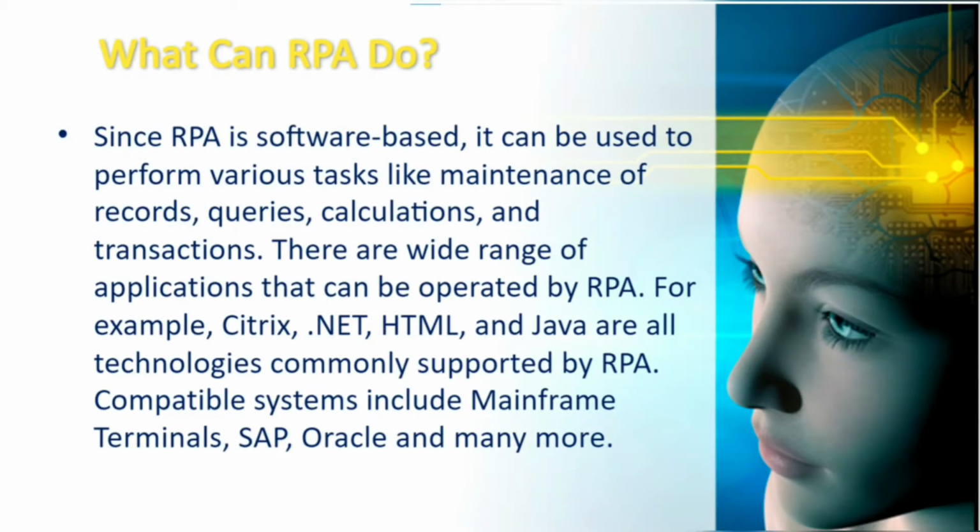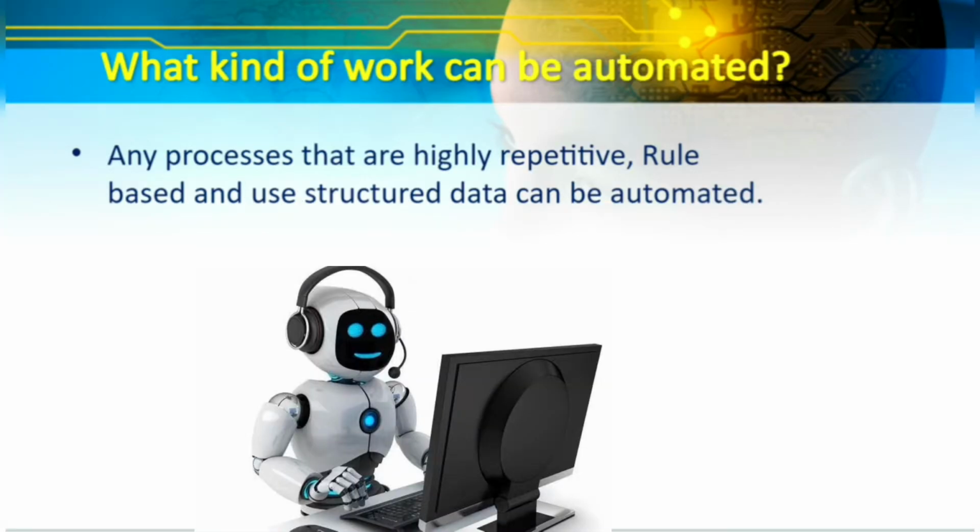Moving towards the next slide, what can RPA do? RPA is a software-based technology, so it can be used to perform various tasks like maintenance of records, queries, calculation and transactions. There are a wide range of applications of RPA. Software supported by RPA are like Citrix, .NET, HTML, Java, Python and many more. Systems compatible with RPA are mainframe, terminal, SAP, Oracle, Windows and etc. What kind of work can be automated? By using RPA, any process that is highly repetitive, rule-based and uses structured data can be automated.